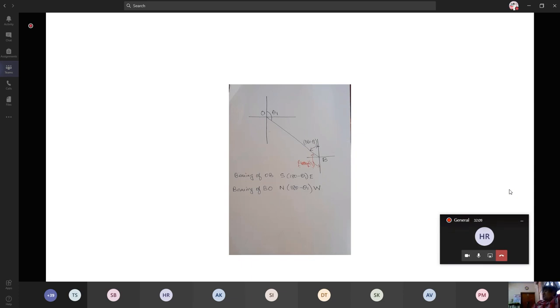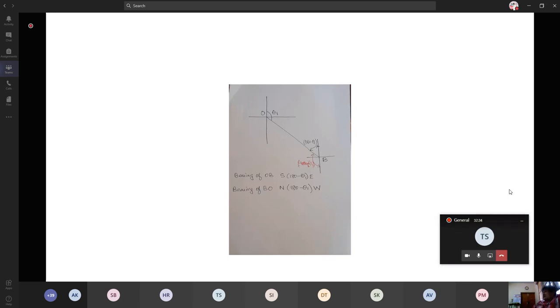So what is the rule for whole circle bearing? You have to add or subtract 180 degrees. The difference is 180. Am I right? Yes, the difference is 180. If it exceeds 360, you have to subtract 180.